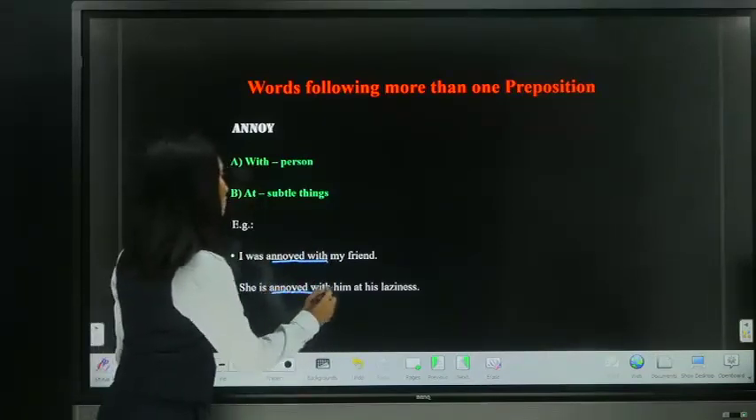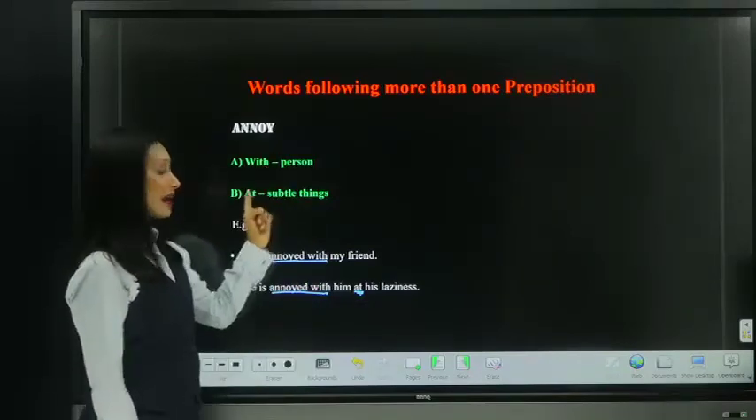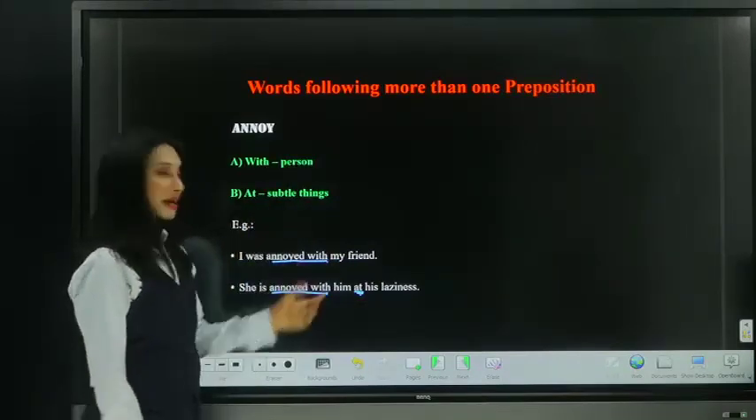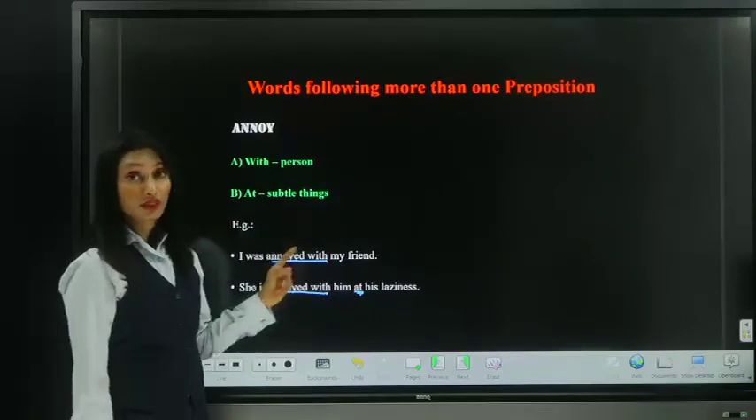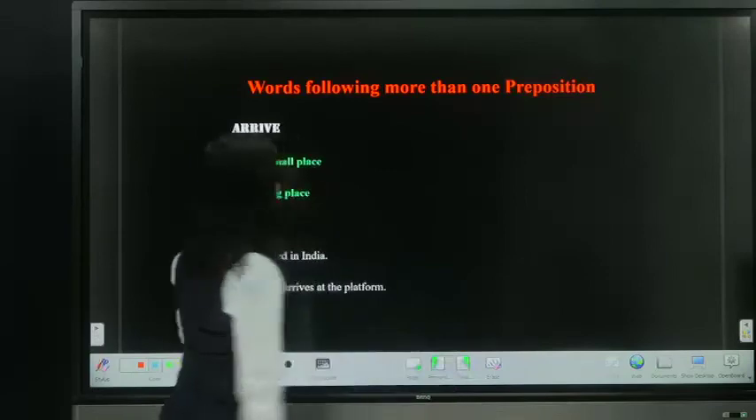She's annoyed with him at his laziness. With person, at things. But don't use by. It's not by, annoyed with the person, at things. Moving on to the next one.